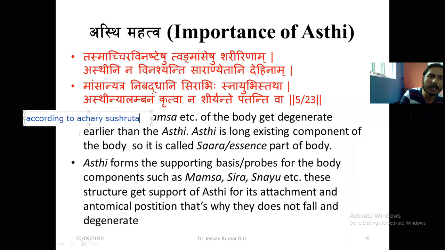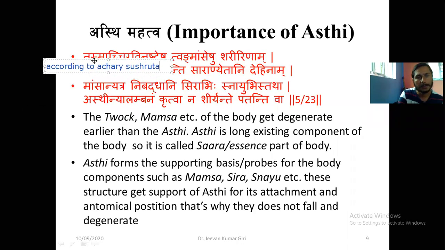Now see here what it means. If you consider the human body without the bone, what will happen? The muscles, snayu, and other soft tissues will not get the support of anything, isn't it? Then they will fall down.